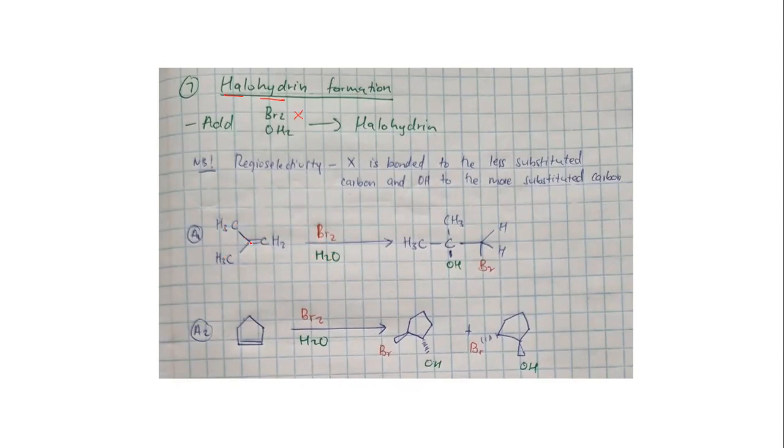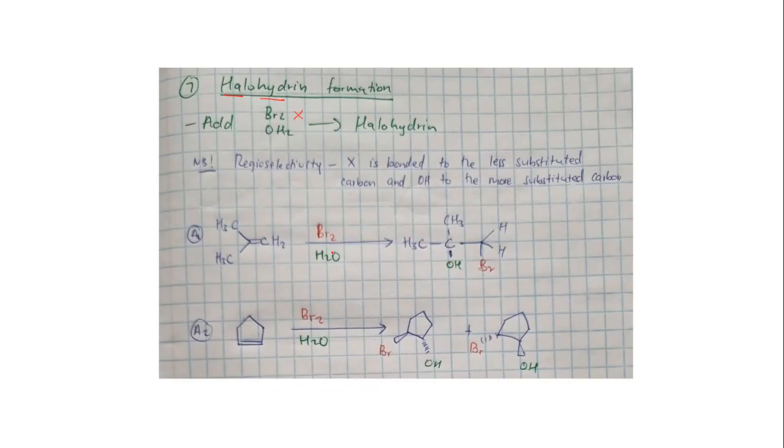Br2 will go to the less substituted carbon atom. We said this is the less substituted carbon atom. So that means Br, when breaking this double bond, remember this is an addition reaction, will have to come on this carbon atom.